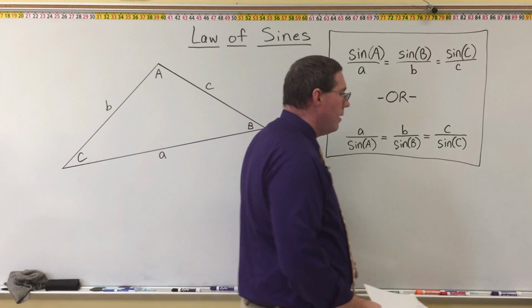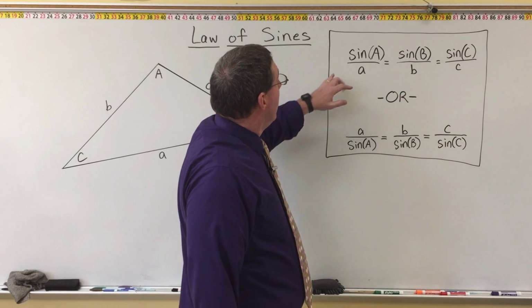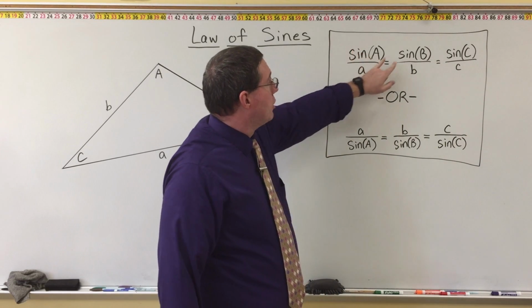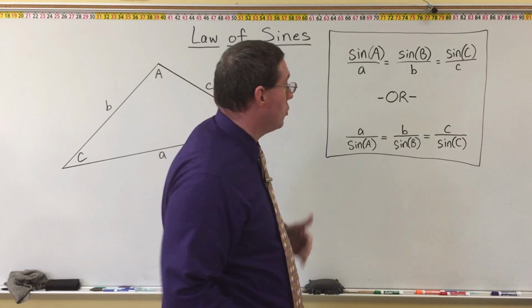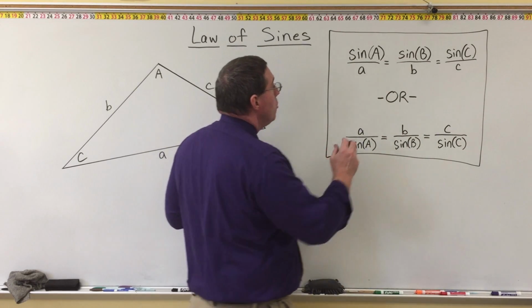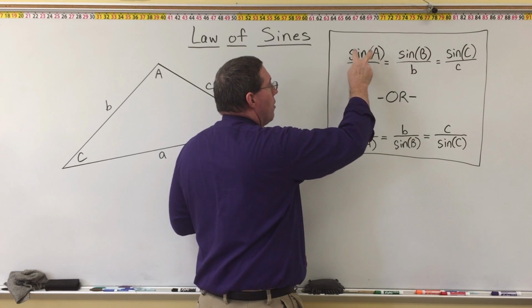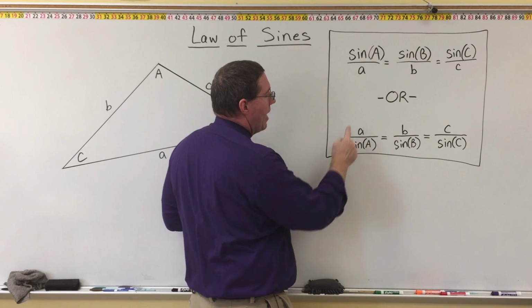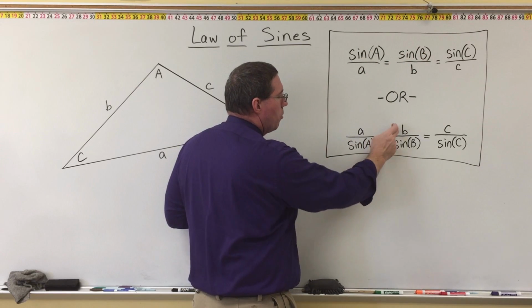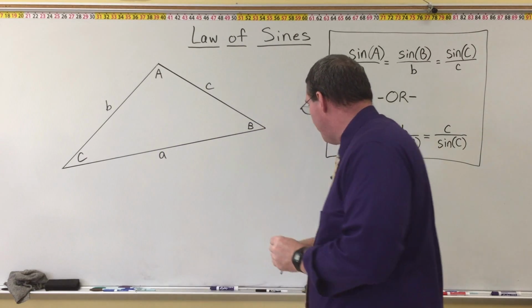Now, here's the other interesting thing about proportions: as long as it's a fraction equals a fraction, that is a proportion. You can just flip over the fractions and it's still true. So inasmuch as sine of A over A is equal to sine of B over B, we can also say that A over sine of A is equal to B over sine of B. I'm going to give you a very simple example of that.